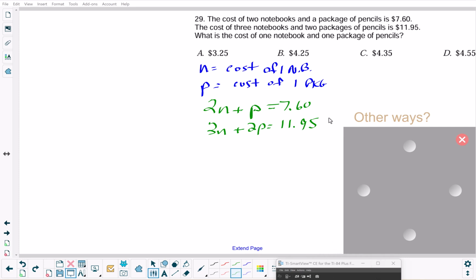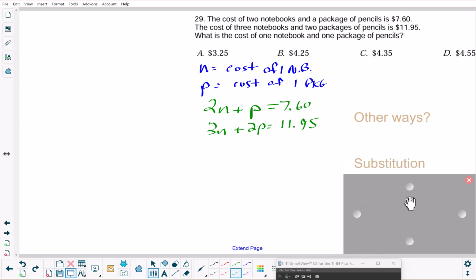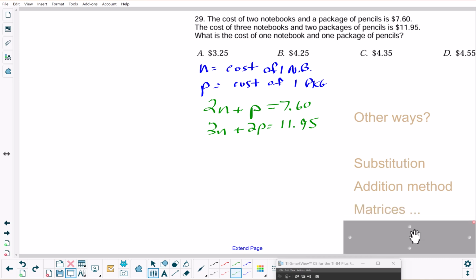What other ways could we use to solve this system? Well, we could use the substitution method, solve for one of the variables. We could use the addition method with multiplication, sometimes called linear combination. We could use matrices. And if you want to try those ways, fine, go ahead and do that. But we have another way we'd like to share with you.